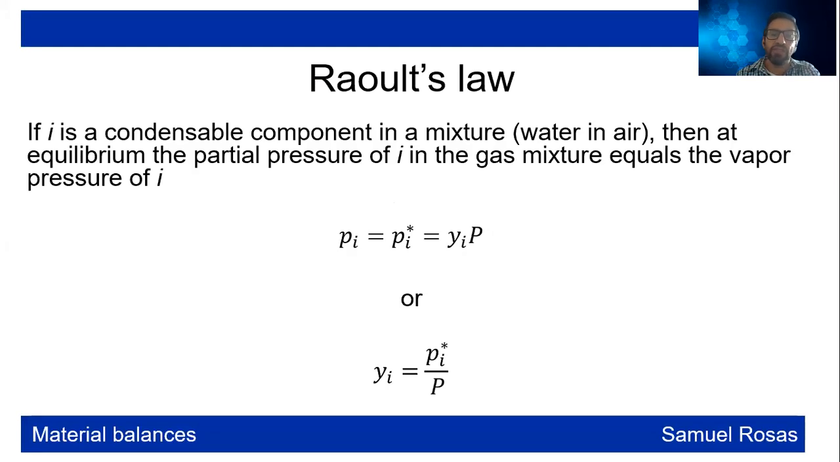Remember that in a mixture with one component which can be condensable, Raoult's law states that the pressure is going to be equal to the vapor pressure. And of course, this is y times P, so y is going to be equal to this vapor pressure over P. In the system that we're discussing right now, which is water in air, water will be the condensable component, so the partial pressure of water is going to be equal to the vapor pressure of water at a certain temperature. But this is if the system is in equilibrium, which does not always happen.